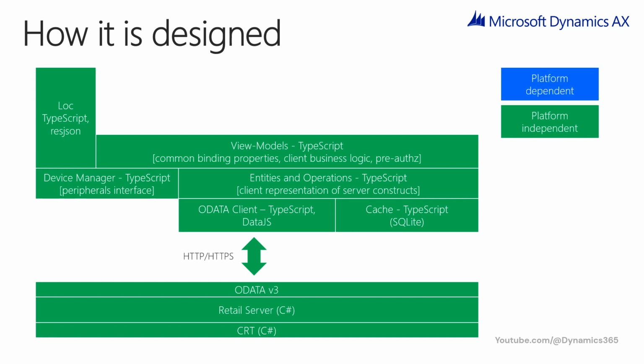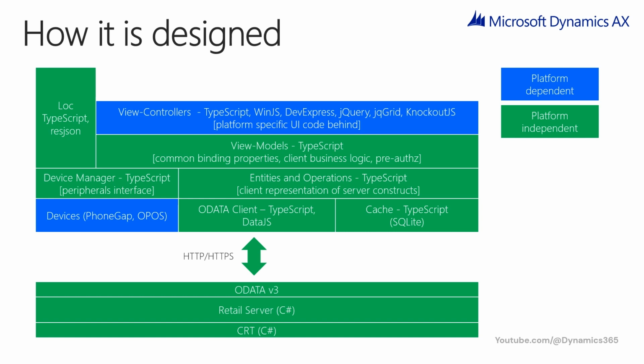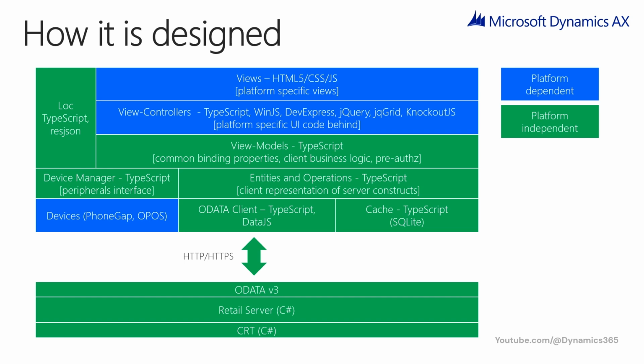But there are some components in the architecture which are not platform independent. The platform dependence comes along with UI rendering. Modern POS application uses Win.js plus HTML5 for UI rendering, whereas apps for iOS and Android use PhoneGap architecture for this purpose. View controllers, where we have platform-specific UI code behind on TypeScript, Win.js, DevExpress, jQuery, jqGrid, Knockout.js. Views on HTML5, CSS, and JS.